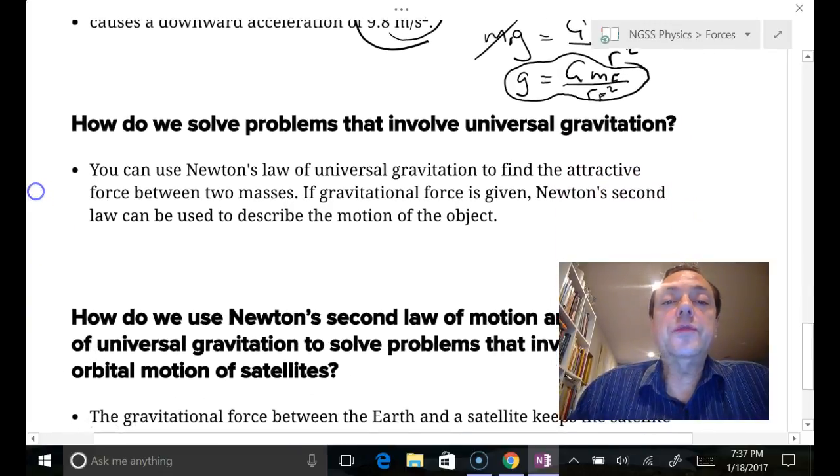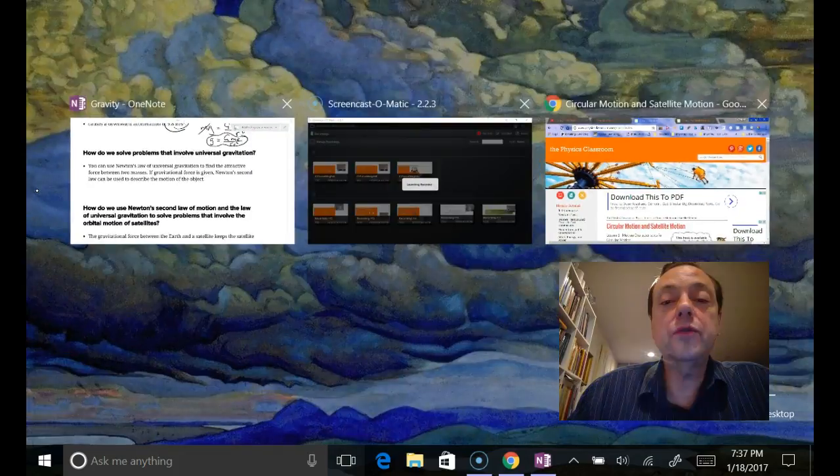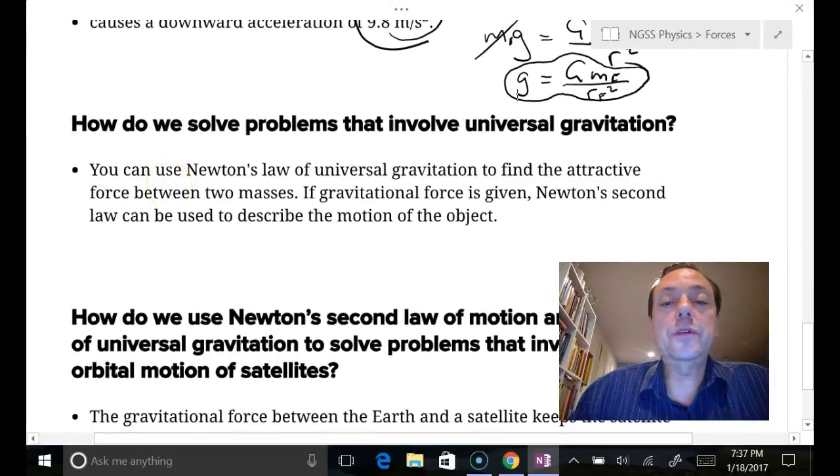How do we solve problems that involve universal gravitation? You can use Newton's law of universal gravitation to find the attractive force between two masses. If gravitational force is given, Newton's second law can be used to describe the motion of the object.